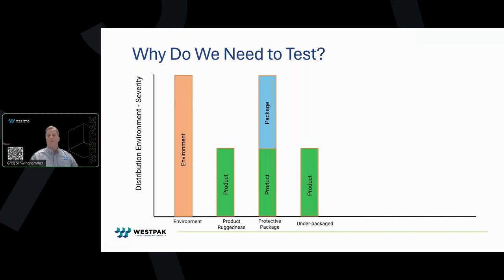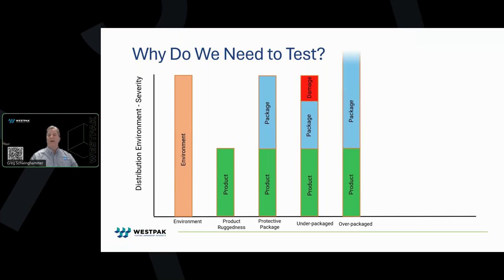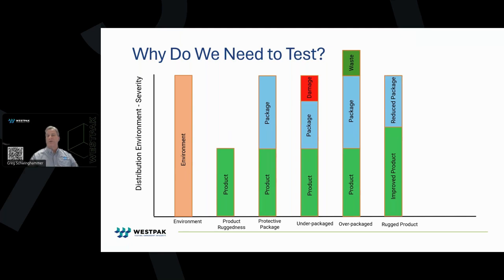What happens if you don't have enough packaging to protect your product? Your product will be damaged in that distribution environment. And another thing that can happen is you can have too much packaging, which then results in waste and over expense. One other thing you can do to help reduce the amount of packaging you need is you can increase the ruggedness of the bare product and reduce the amount of packaging you use overall.